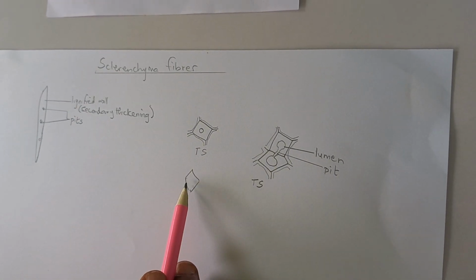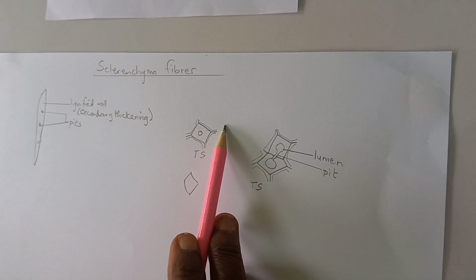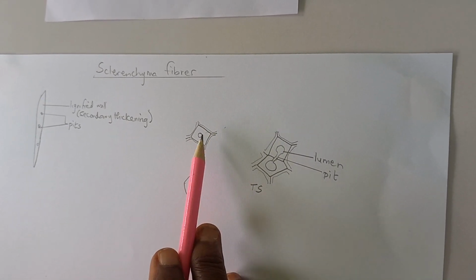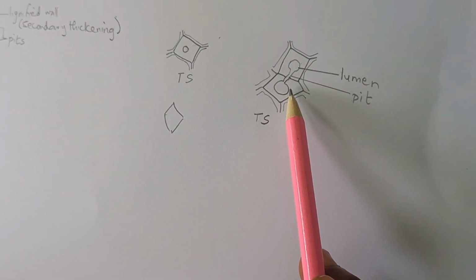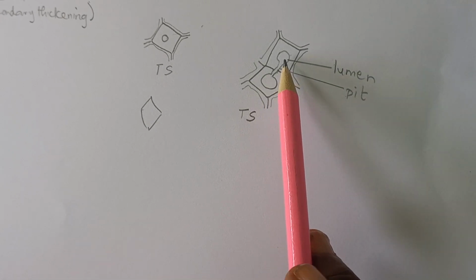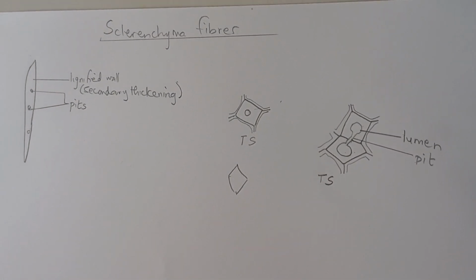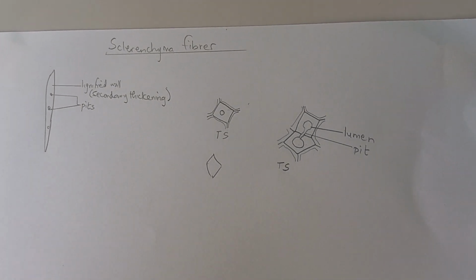That is the shape. And they have this secondary wall of lignin. Now, these are them with the pit shown. So this is the pit between them and the lumen. Now, let's demonstrate how to do the LS and the TS with the pits.